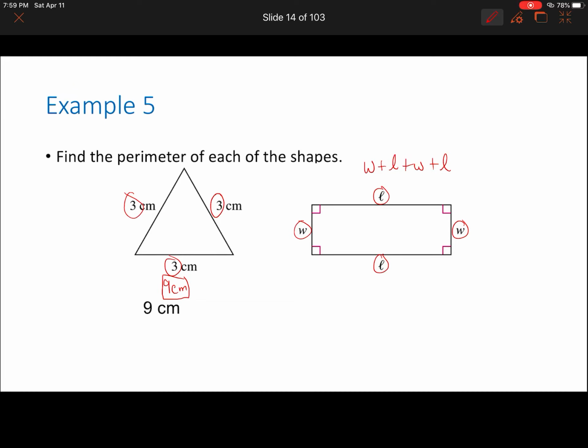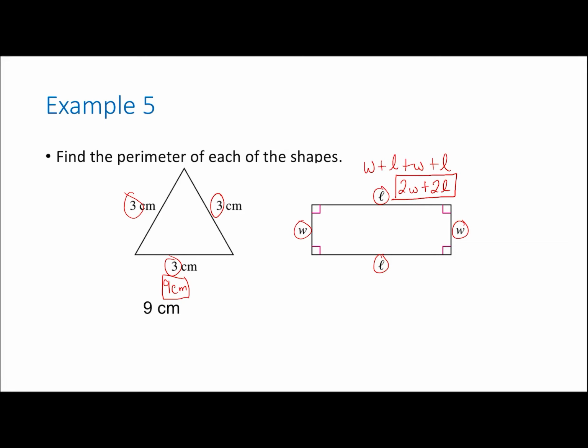You know, from some basic algebra, you can combine like terms. So 2W plus 2L, or in other words, 2 times the W, because you have 2 of them, and 2 times L, because you have 2 of them, should give us our perimeter. Now, somebody might say, well, what's the number? We don't know. We don't know W and we don't know L. This is how we're going to find it, though.